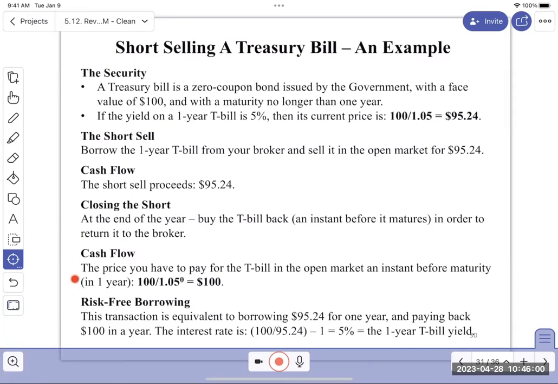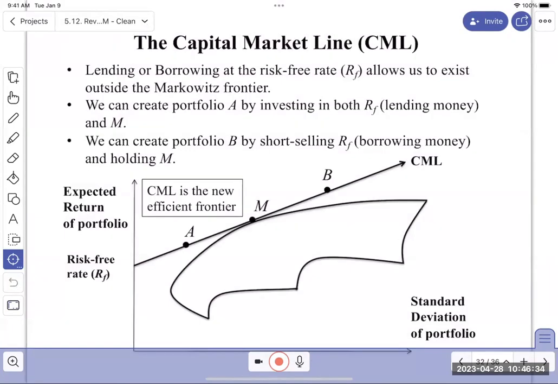The price you have to pay for the T-bill in the open market an instant before maturity is the $100. So it's just the face value. So nothing changed here. There was no price drop, nothing. It's just basic short sell. And I'll tell you what we do with those proceeds in a moment. This transaction is equivalent to borrowing $95.24 for 1 year and paying back $100 in a year. So that's the 5% interest you paid. That's kind of review, but I'm going to use this now here.